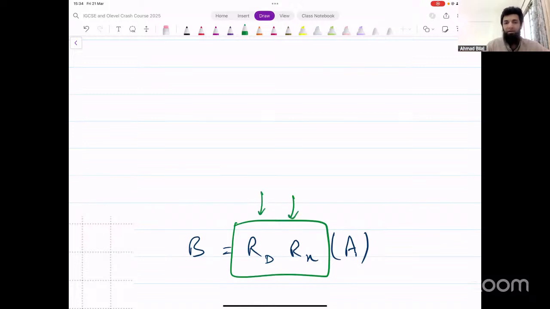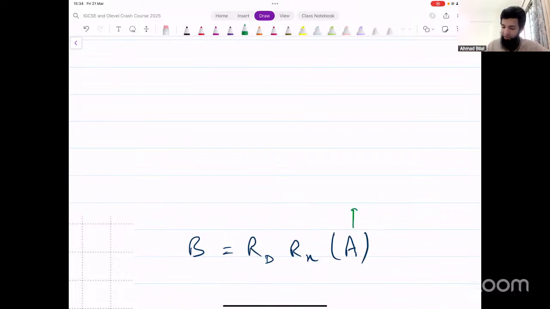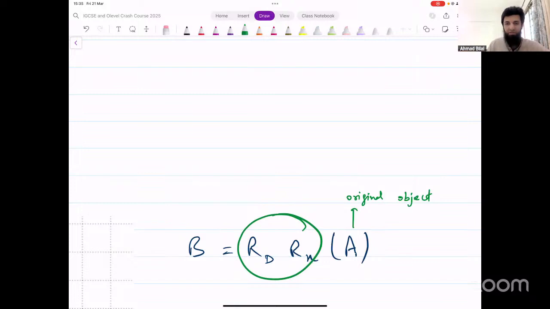RdRx of A. Now, what that means is A is the original figure. It's the original object. You apply these two transformations on that object, and you get this transformed object. This is the image of that. This is the transformed figure. You are applying these two transformations, RdRx of A.